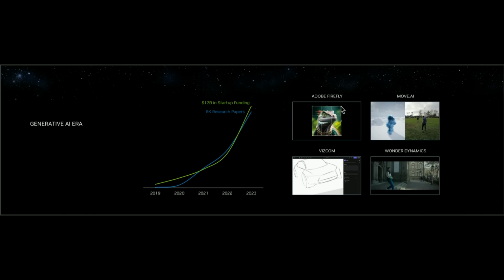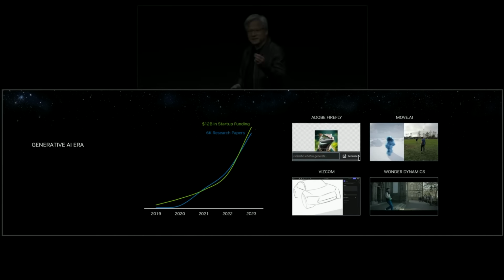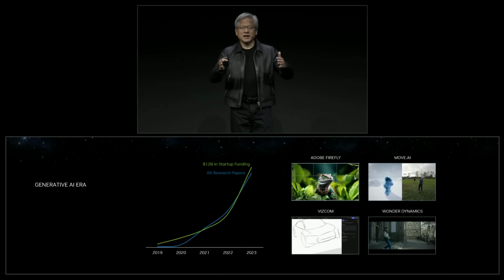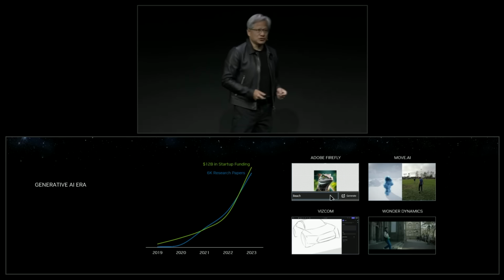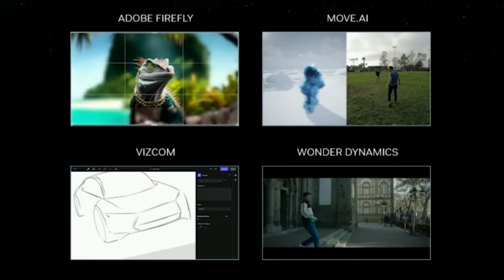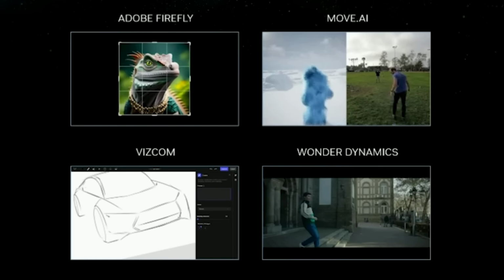This is the Adobe Firefly. Adobe Firefly does outpainting. Imagine the space around the image that we never captured. Move AI does mocap from just video. This is on the upper right. You decide which one's real. I'm going with the left.